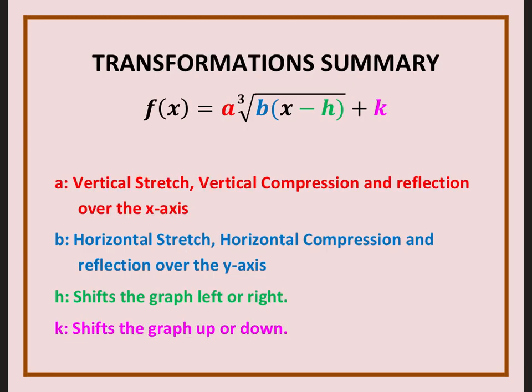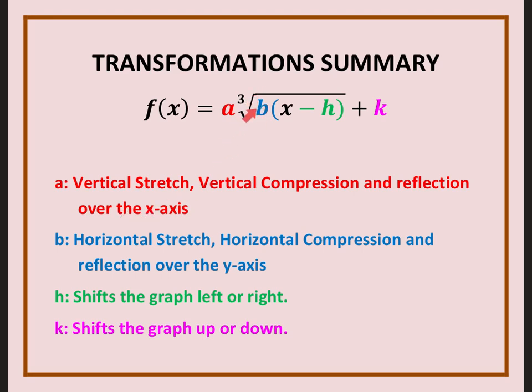So let's discuss transformation. So we know that this is a cube root of x. So the cube root is always going to be there, and you have to have an x underneath your radical. If you have an a value, this will be in front of your radical. This will cause a vertical stretch if the absolute value is greater than 1, a vertical compression if the absolute value is between 0 and 1, and if it's a negative, the negative causes it to reflect over the x-axis.